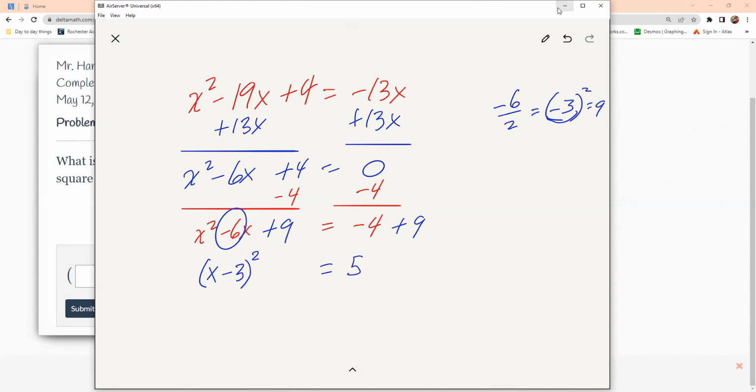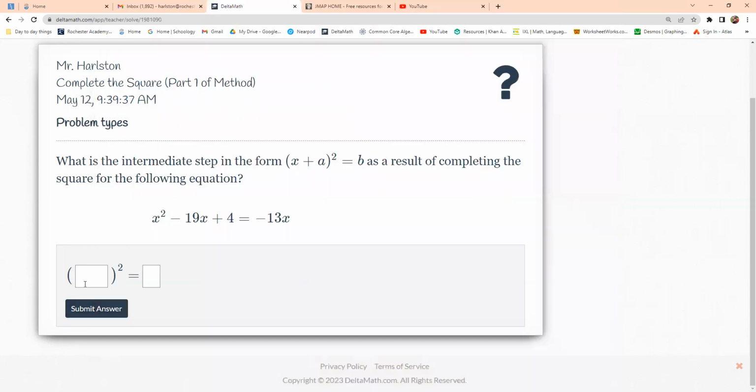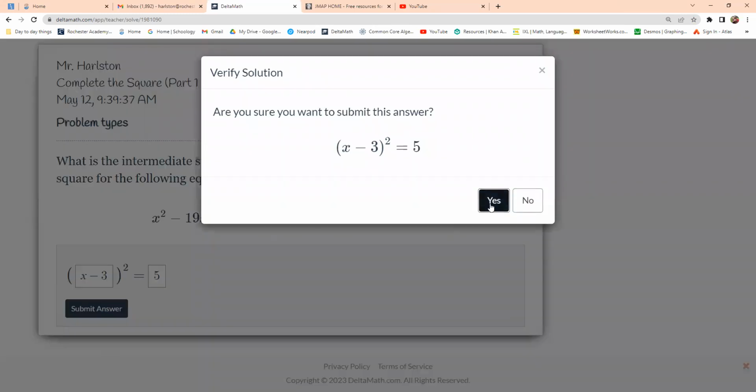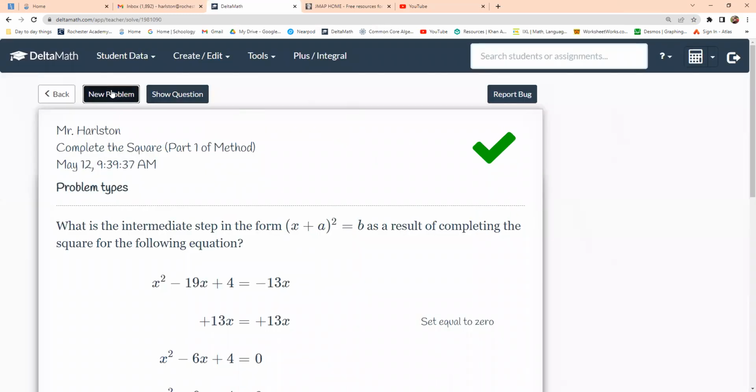So that's what this question is asking us for. In here, we're going to do x minus 3, and over here, this is going to be 5. And then we submit it, and it says, good job. Let's do a couple more.